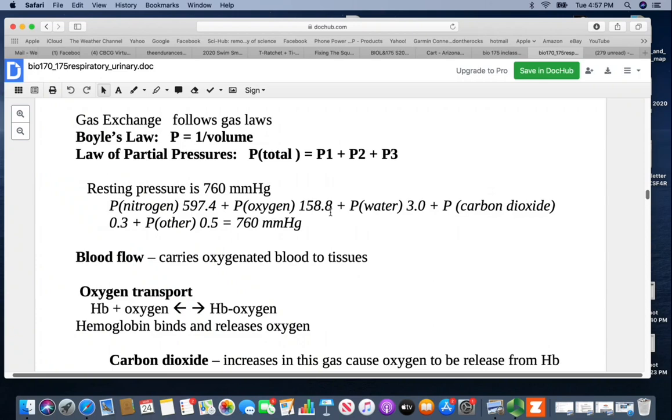Likewise, if you were to go down, like go scuba diving, and you increase the pressure, you're going to increase the pressure of each of these things. So that's the reason why it isn't just regular atmospheric air that's in a diving tank.